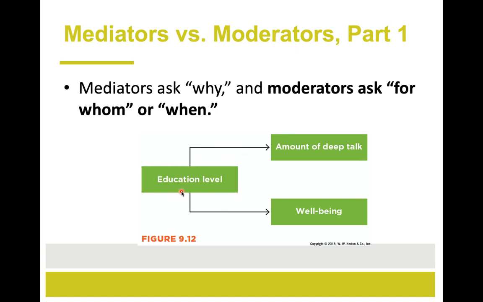Education level is a moderator because it says for whom or when, meaning the relationship between deep talk and well-being depends upon your level of education, right? Maybe when people are highly educated, both deep talk and well-being increase. When people have low levels of education, deep talk and well-being decrease. This moderator, education level, is answering the question, for whom or when is this relationship available?